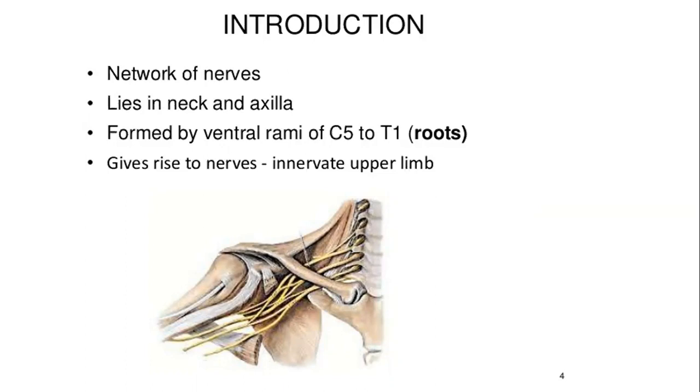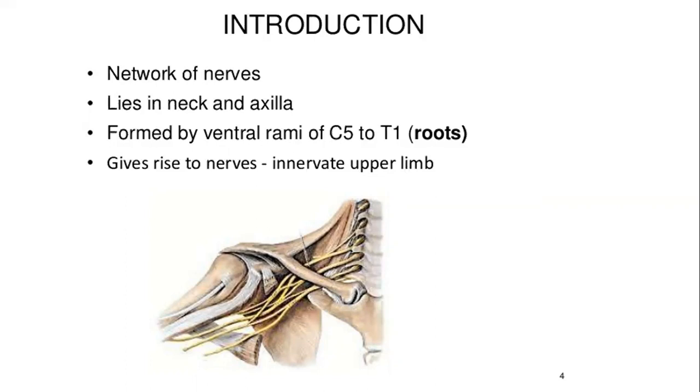These five nerves, as they emerge from the spinal cord, have two rami. One is the ventral rami and the other is the dorsal rami. Dorsal rami are not concerned with the plexus formation, but the ventral rami from C5 to T1, which arise from the cervical and the thoracic region, merge with each other and then form new branches. This plexus is known as the brachial plexus.